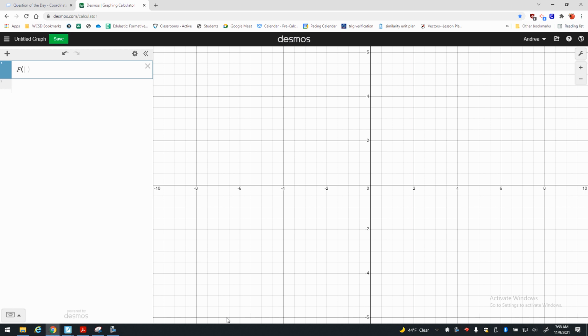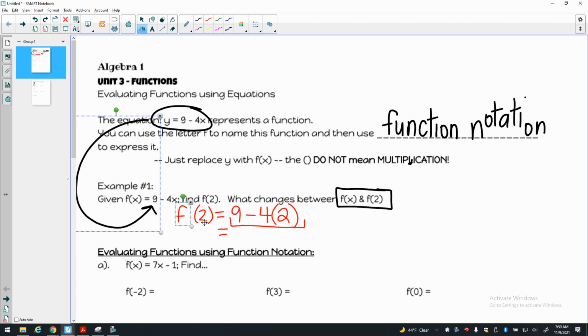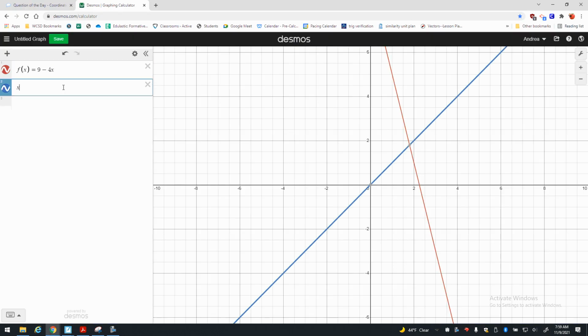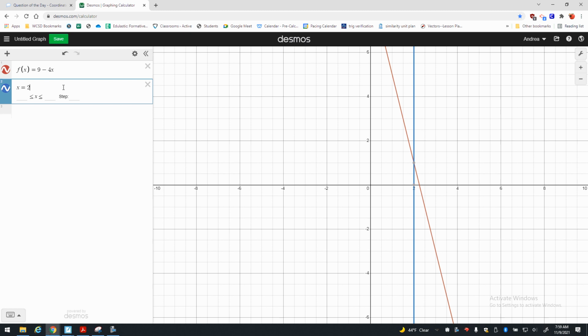Everybody stop typing. Look at my board. F of x, oopsies, I'm capital. F of x equals 9 minus 4x. That's my equation, right? That's my function. Now, what did you tell me x equaled? 2. So I'm going to come in here and say x equals 2. What am I looking for? Where they intersect. Now look where they intersect. 2, 1. If x is 2, my function value equals 1.